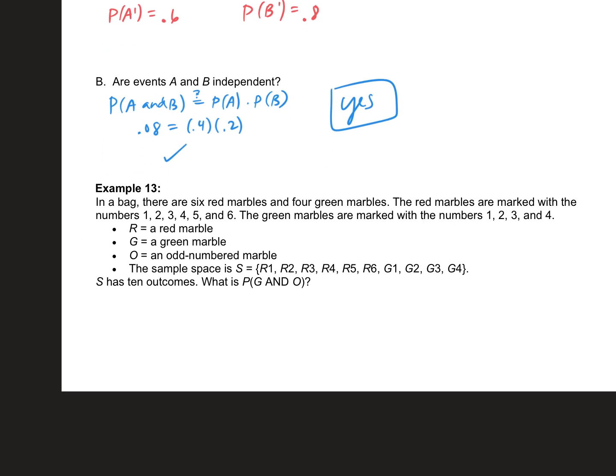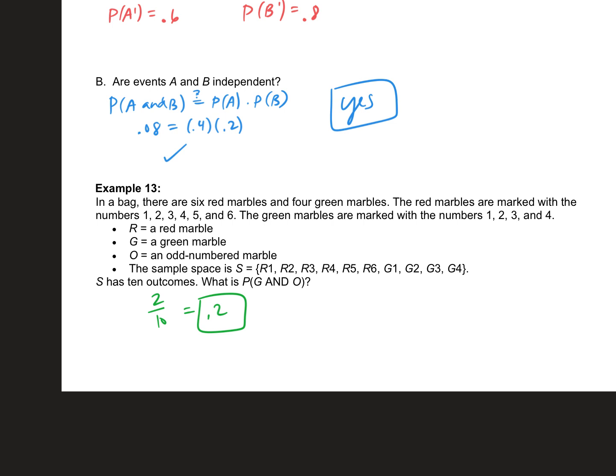In a bag, there's 6 red marbles and 4 green marbles. Red marbles had numbers 1, 2, 3, 4, 5, 6. Green are 1, 2, 3, 4. Sample space: R is a red marble, G is a green marble, O is an odd numbered marble. And that gives you your sample space, R1, R2, R3, R4, and so on. What is the probability of G and O? So the probability of getting a green marble with an odd number. 2 out of 10. Not 0.02, sorry, 0.2. There we go.